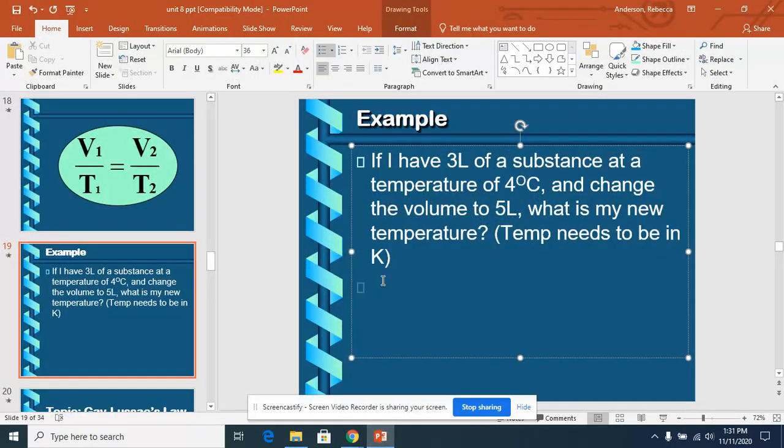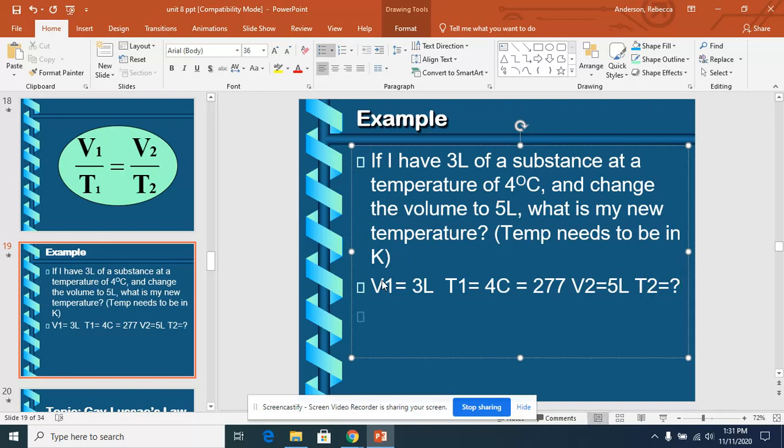So I have 3 liters, so our first volume is 3 liters. A temperature, so our first temperature is 4 degrees Celsius. But we need to change that to Kelvin. So you would do 4 plus 273. That's 277. So 277 is our actual first temperature. And change the volume to 5 liters. So V2 is 5 liters, and then we are looking for T2.